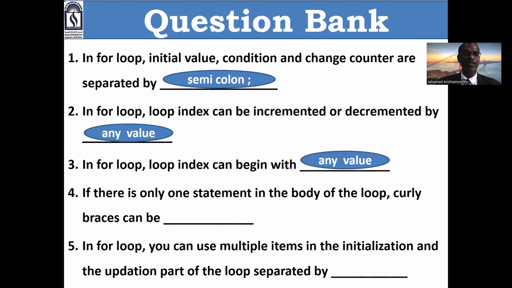Fourth one, if there is only one statement in the body of the loop, curly brackets can be dash. Good. The answer is omitted. In a for loop, you can use multiple items in the initialization and the updation part of the loop, but all are separated by dash. You are right. That is comma.